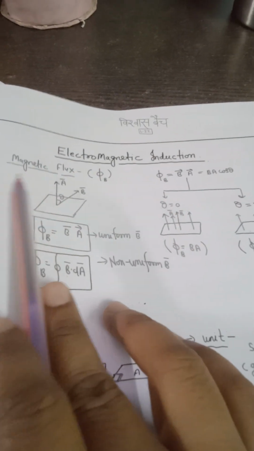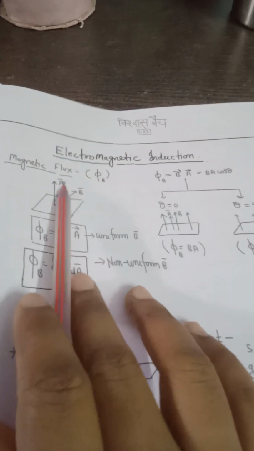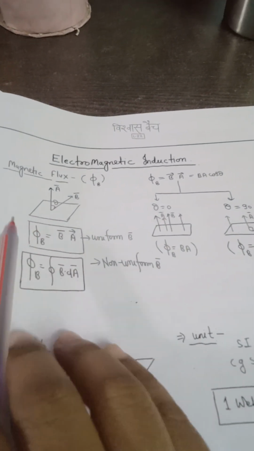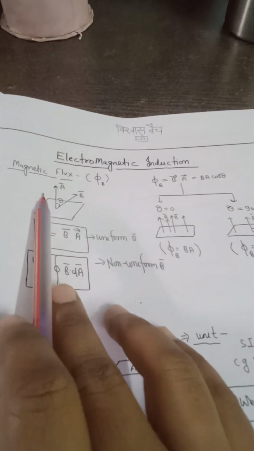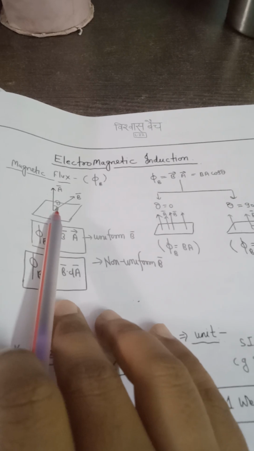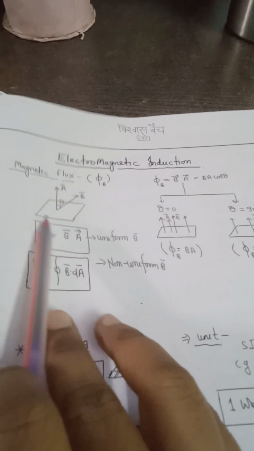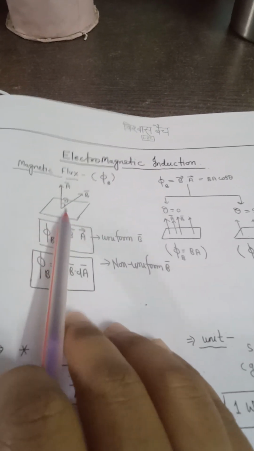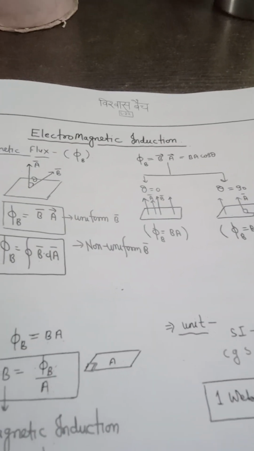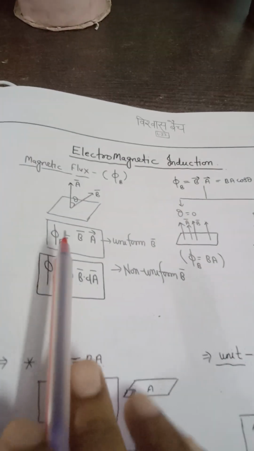So magnetic flux. In which way will we define magnetic flux? I will not define it, I will give you only the mathematical formula. When a magnetic field acts on a body of unit area, the amount of flux that comes from that body is called magnetic flux.